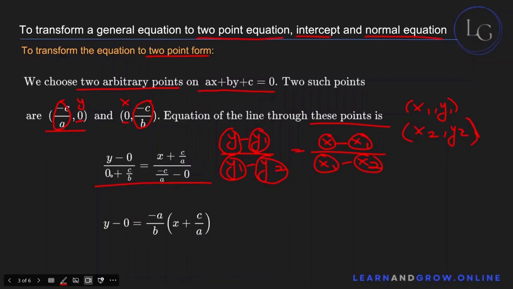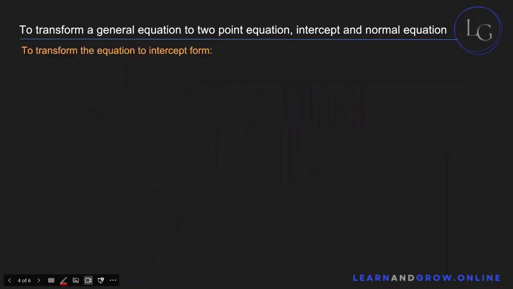Now all you need to do is arrange these into the standard two-point form, in which case you will multiply this over here to the numerator of the right hand side, okay? And you'll eventually end up with this, which is the two-point form. Now let's see the intercept form.